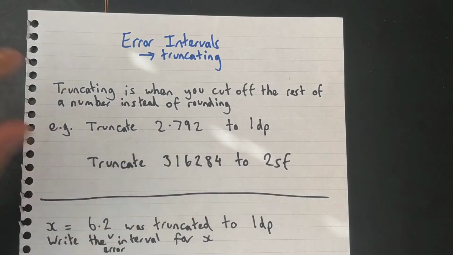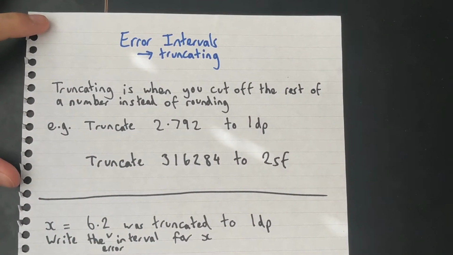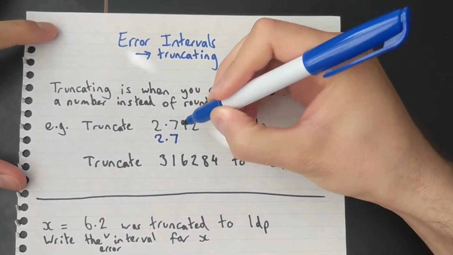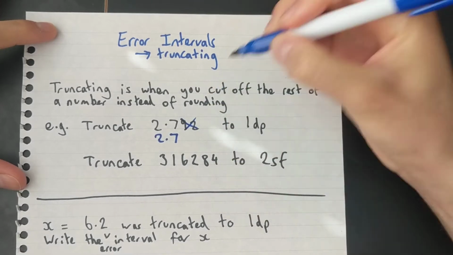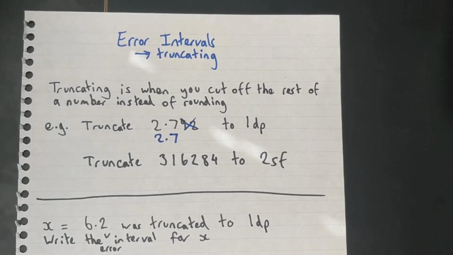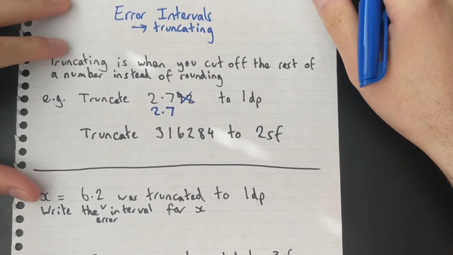So if I was going to truncate 2.792 to one decimal place, I'm just going to write down 2.7 because that's my first decimal place. That all just goes away. So truncating 2.792 would be 2.7. Even though it's closer to 2.8, that would be rounding. Here, just 2.7.